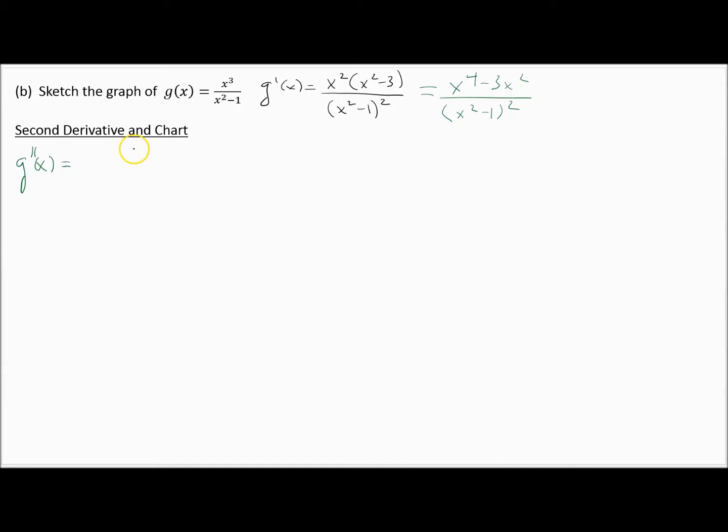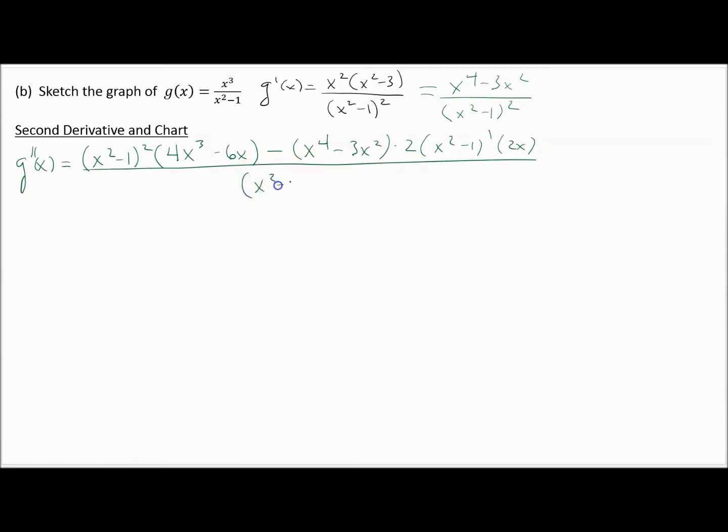Here we go. So low d high. So x squared minus 1 squared times the derivative of the numerator using the power rule, which is 4x to the third minus 6x. Minus high, which is x to the fourth minus 3x squared, d low. So when I take the derivative of the denominator, use the chain rule. So times 2, rewrite the inside to the first times the derivative of the inside, and all that is over the denominator squared. So now it's going to be raised to the fourth power.